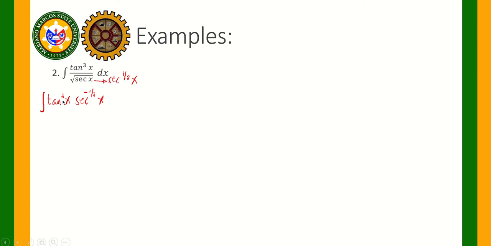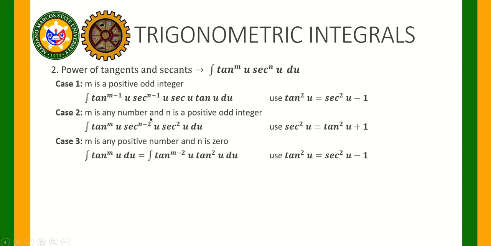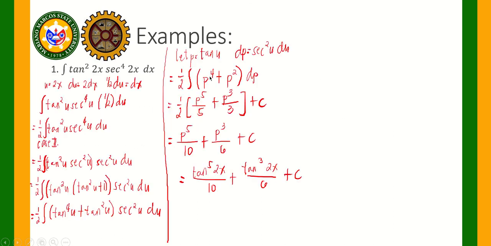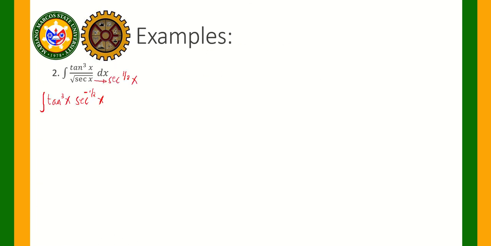So yung m natin is a positive odd integer. So let's take a look. M is a positive odd integer. So case 1 yung gagamitin natin. However, si case 3 naman kasi dapat n is 0. So we are going to use case 1. Okay. So case 1, yan. We're going to use case 1 for this problem.